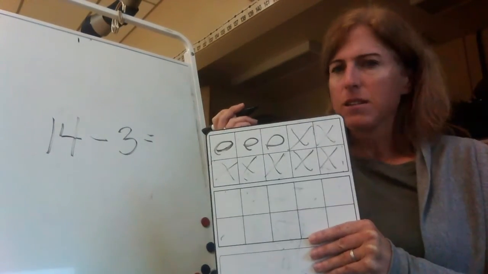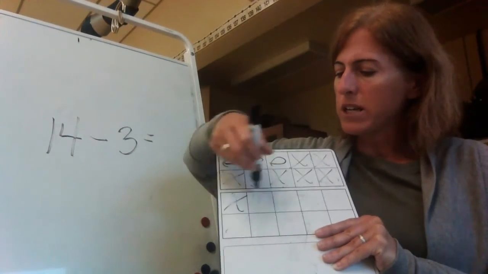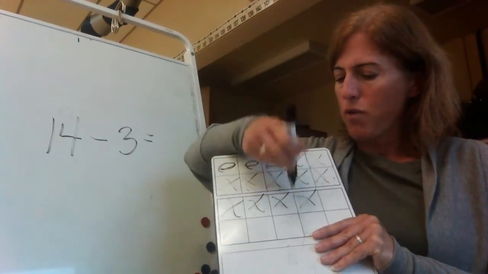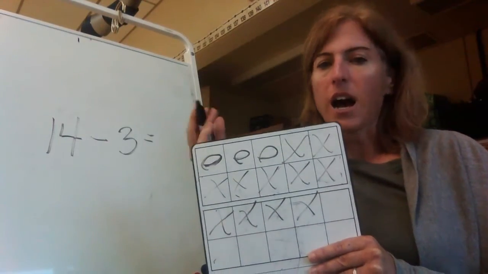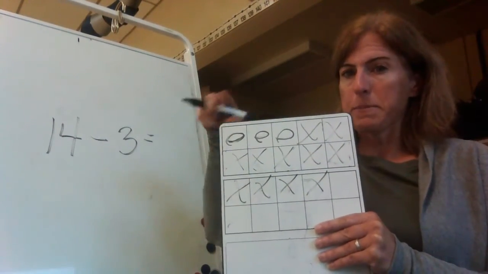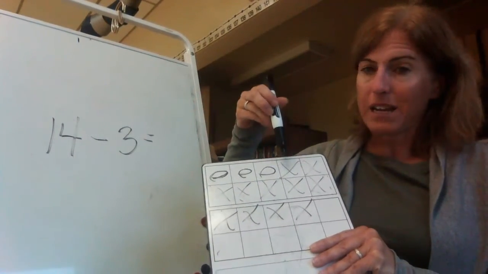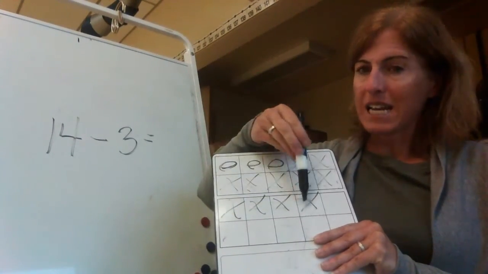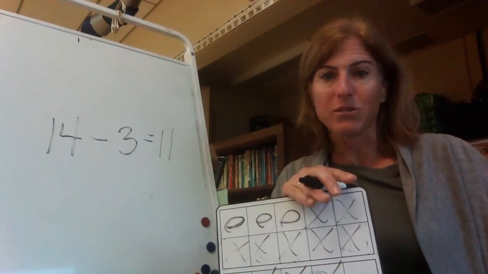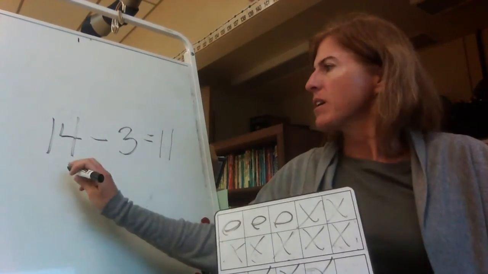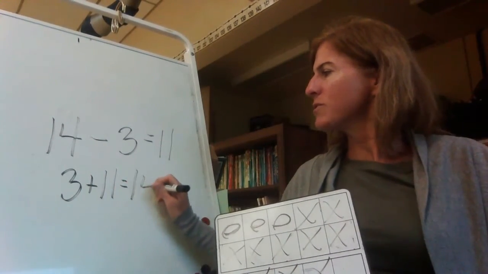There's my 7. Do I have 14? Not yet, so let's get 14. 1, 2, 3, 4. Okay, do I have 14? Yes, I do. I've subtracted my 3. Here's my 3. How many x's did I add? Well, here I had 7, 8, 9, 10, 11. I added 11 x's, which means 14 minus 3 equals 11. Let's check. 3 plus 11 equals 14.